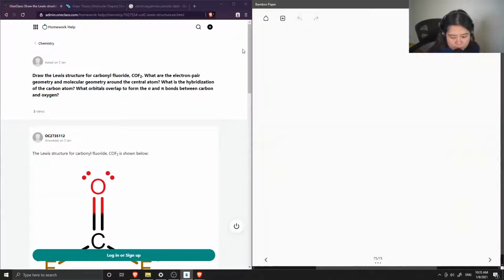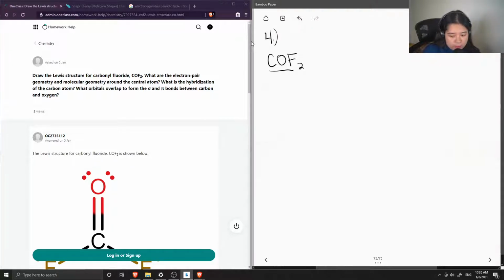Okay, so question number 4 is to draw the Lewis structure of carbonyl fluoride, COF2. What are the electron pair geometry and molecular geometry around the central atom? What is the hybridization? And what orbitals overlap to form the sigma and pi bonds between carbon and oxygen?